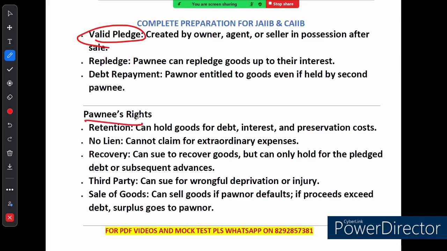So the pawnee has a right to retain the goods until the debt, interest, and necessary costs are paid. So he can hold the goods for debt, interest, and preservation cost. However, the pawnee can't claim extra expense beyond preservation cost. So he can retain the goods, he can hold the goods for debt, interest, and preservation cost, but he can't claim the extra expense. The pawnee can sue to recover the debt, but can only hold the goods for the pledged debt. If a third party wrongfully takes or damages the goods, the pawnee can sue them.